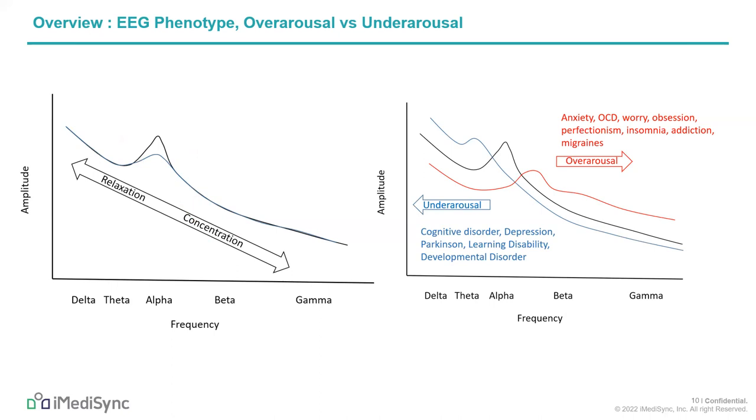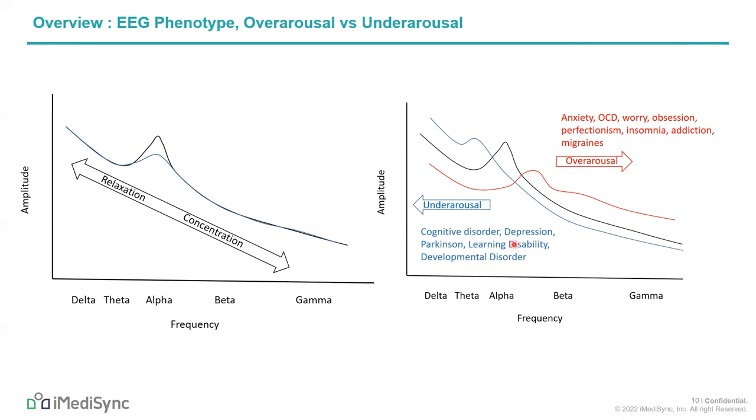Alpha is basically a resting rhythm, and we can estimate that lower frequency below the alpha reflects deeper relaxation, and upper frequency above alpha reflects more concentration. And alpha power itself is usually stronger in the back of the head, because the frontal lobe is usually busier in a healthy normal condition. At this point, we can define two EEG phenotypes. One is overarousal, the other is underarousal.